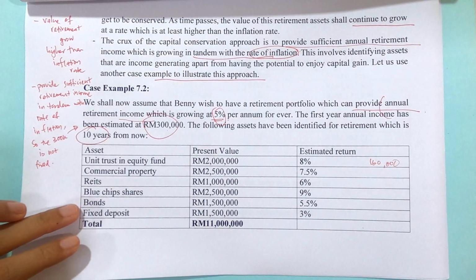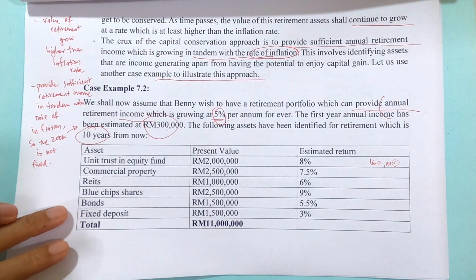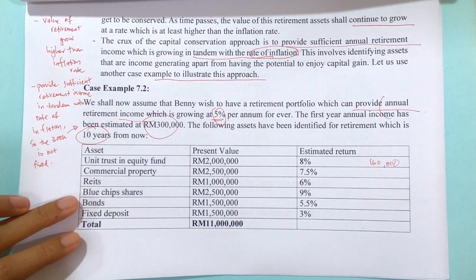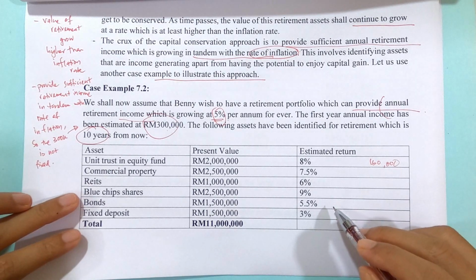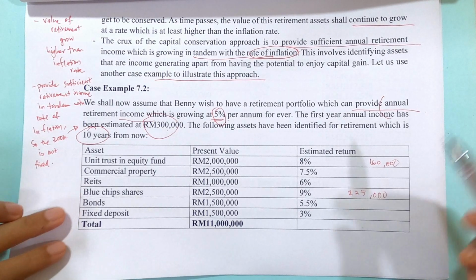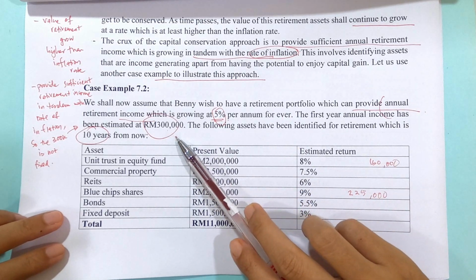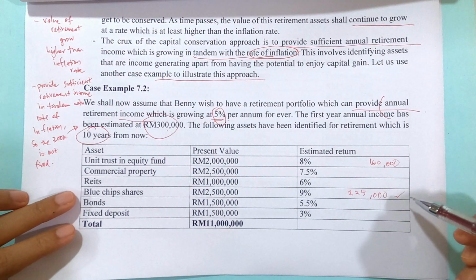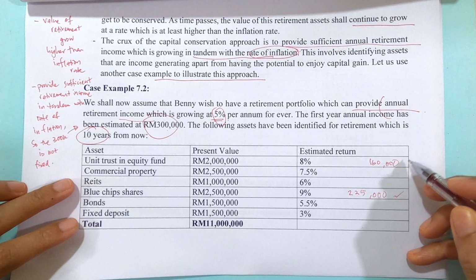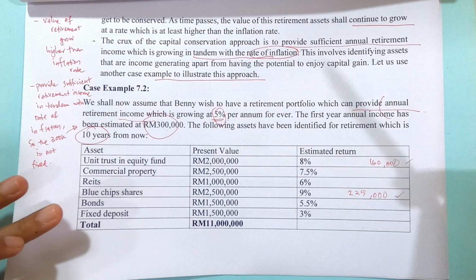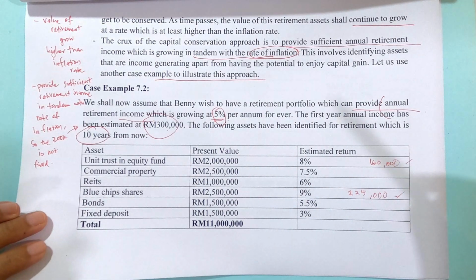Let's say by taking the example of blue chip shares, 9% times 2.5 million, he already can have around 225,000. So it is very easy for Benny to get this 300,000 per year, because just by using the return from the blue chip shares plus the return from the unit trust only, we can see that he can easily get more than 300,000. So in this case, he is actually very rich.